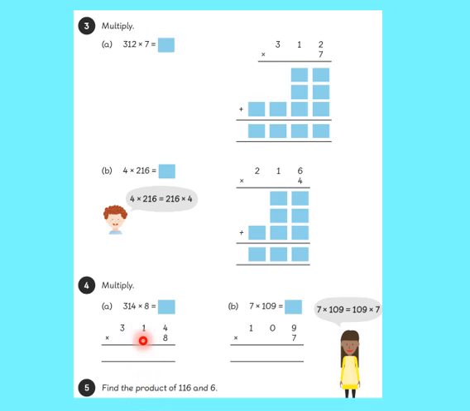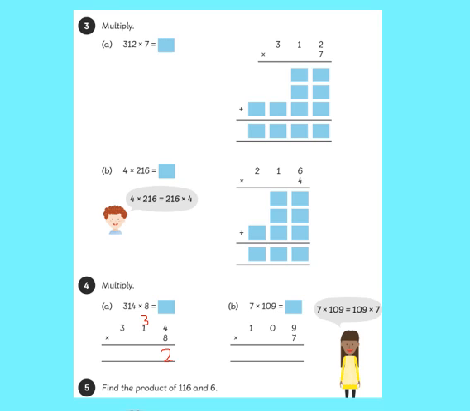Now question 4 gives us the chance to practice the method that we looked at in Let's Learn 2. Let's have a go at this one together. So we've got 314 times 8. So I'm going to start with my ones. I've got 8 times 4. Now I know that's 32, but I can't put 32 ones into my ones column. But I know that 32 is made out of 3 tens and 2 ones. So I can put my 2 ones here, and I'm going to put my 3 tens up here just to remind me that they're there.